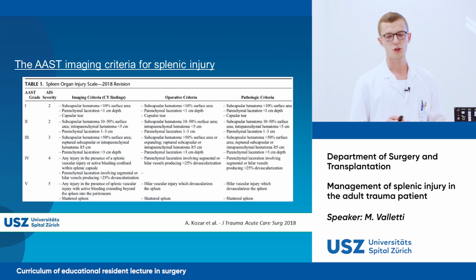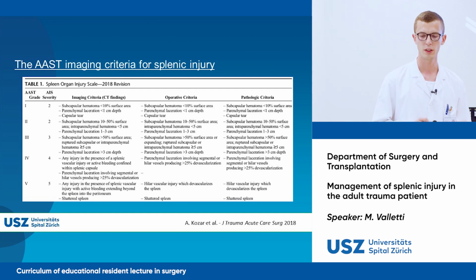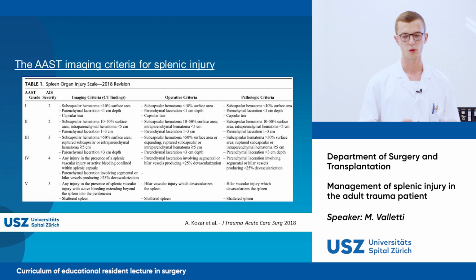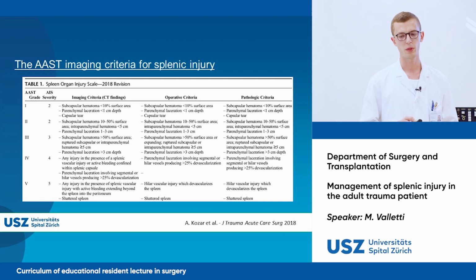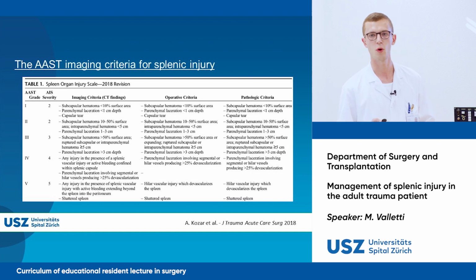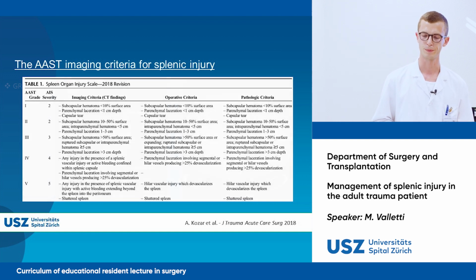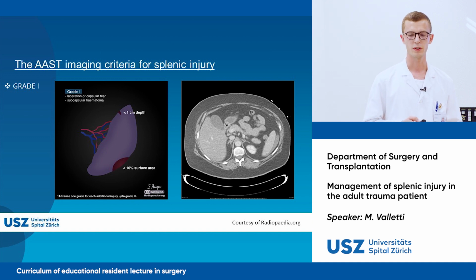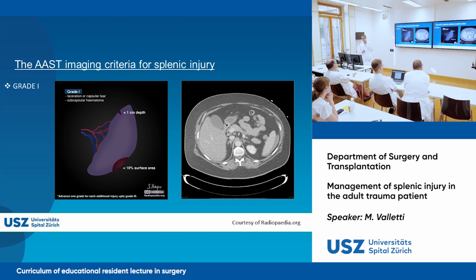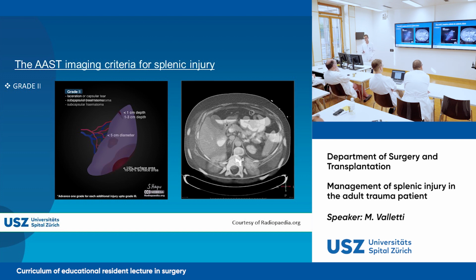The American Association for the Surgery of Trauma published a review of the spleen organ injury scale in 2018 that suggests a gradation of spleen injury from 1 to 5, depending on the extent of splenic hematoma or laceration from the radiological, operative, and pathological point of view. A grade 1 injury occurs when the capsular laceration is less than 1 centimeter or the extension of the subcapsular hematoma is less than 10% of the surface area.